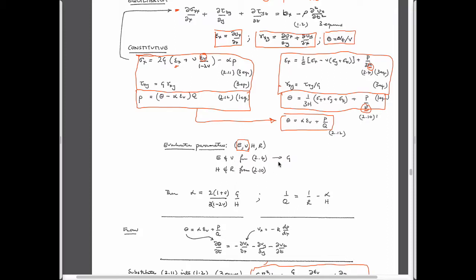If we know modulus and Poisson ratio, intrinsically we know shear modulus, which is equal to modulus over, what is it, 2 times 1 plus Poisson ratio? I think so. Or is it 2? Can't remember offhand.